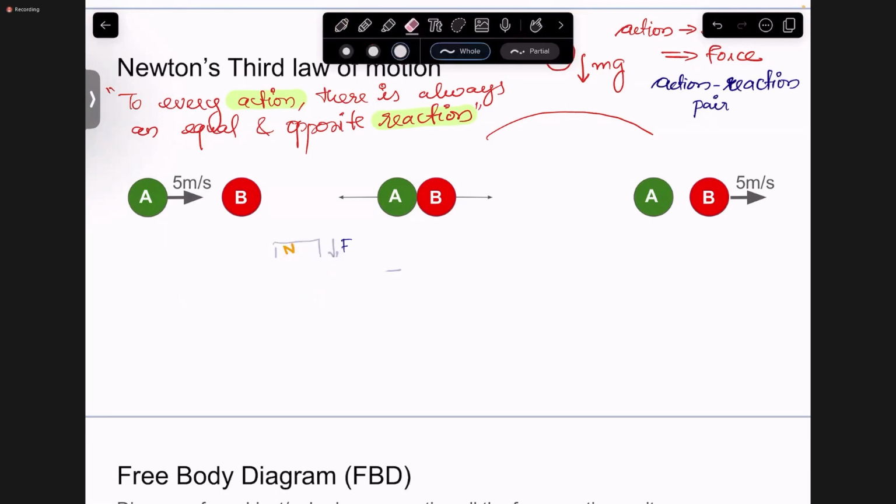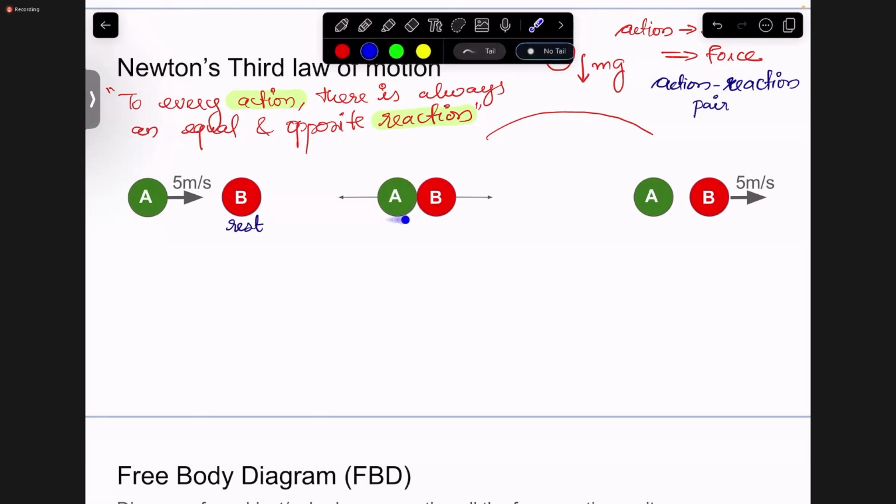Consider these two bodies, A and B. These are two spherical objects. Initially, A is moving with a velocity of 5 meters per second, and B is at rest. Then A collides with B. This is the collision part.